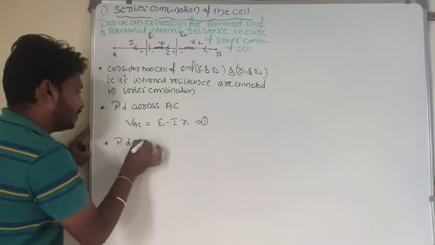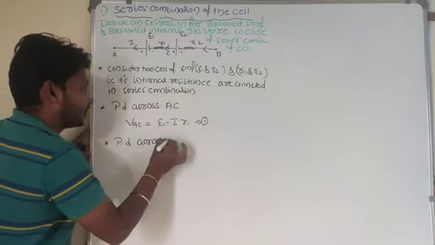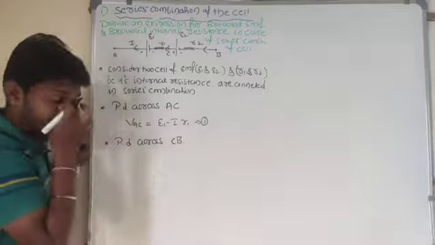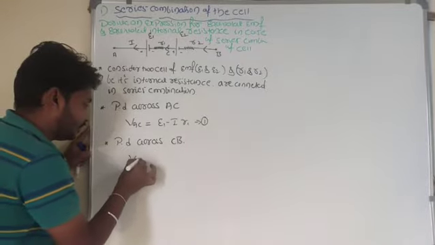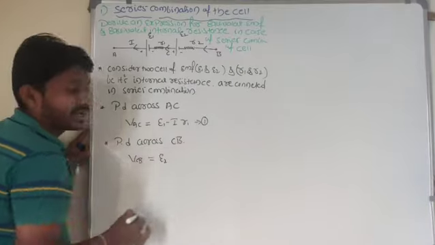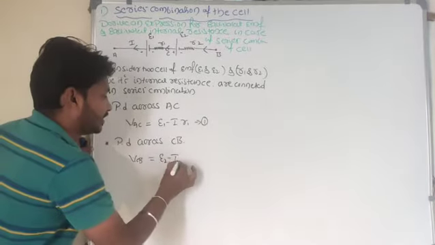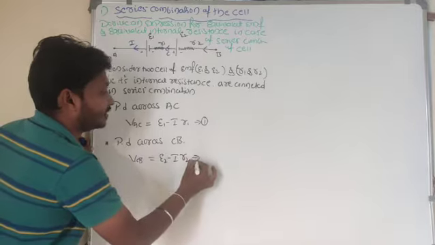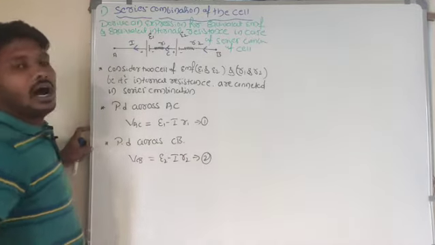Similarly, the potential difference across C to B. Across C to B the second cell is there, the current remains the same, and its internal resistance is R2 here.